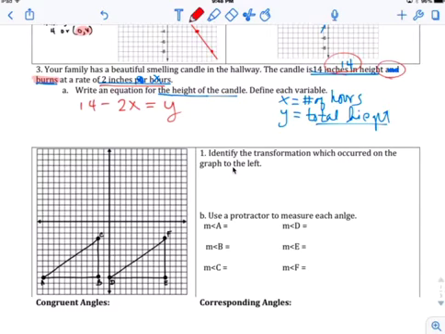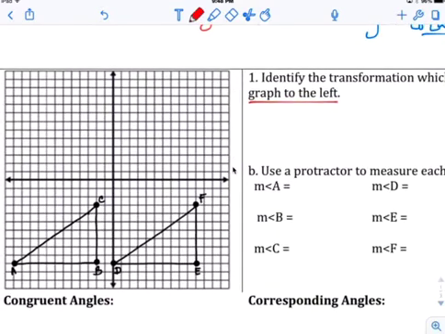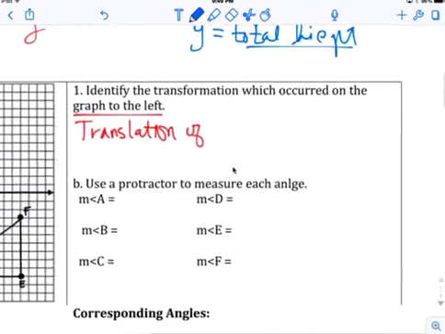Identify the transformation which occurred, graph to the left. What transformation is that? Sure enough, reflection. So it went from here, from A to D. This is sliding over. Translation. That's sliding how many to the right? 2, 4, 6, 8, 10, 12. 12 to the right.